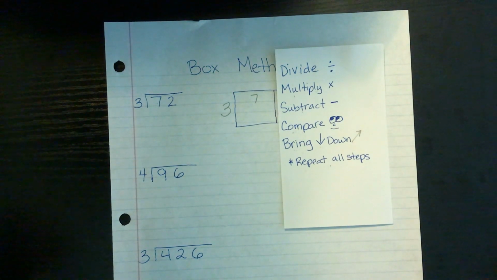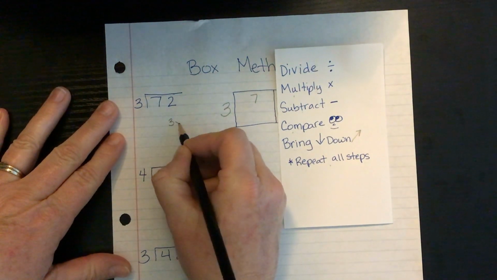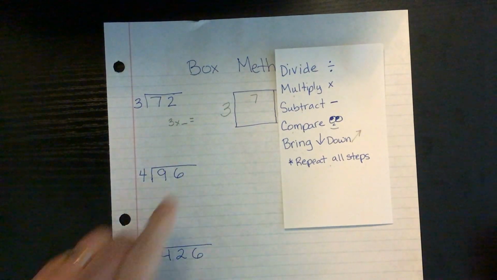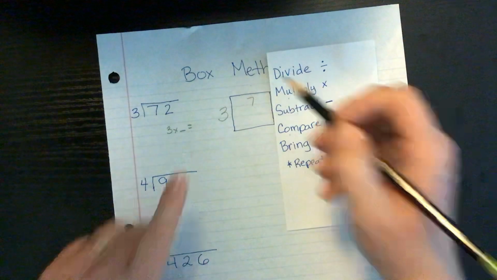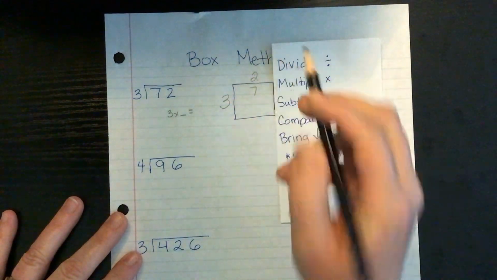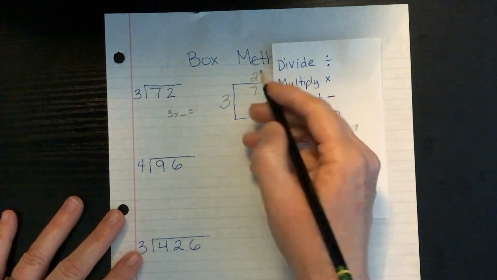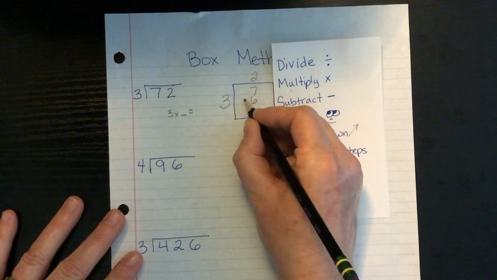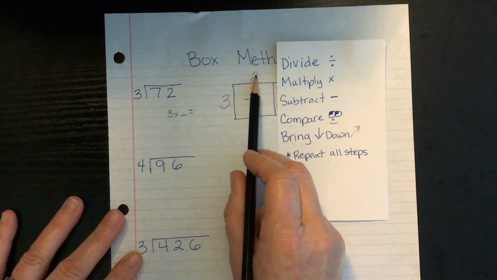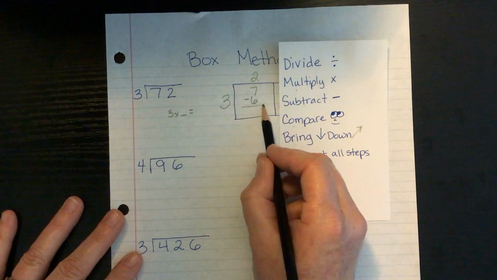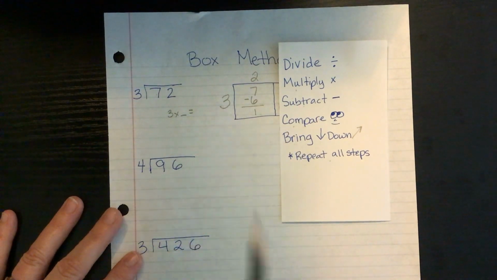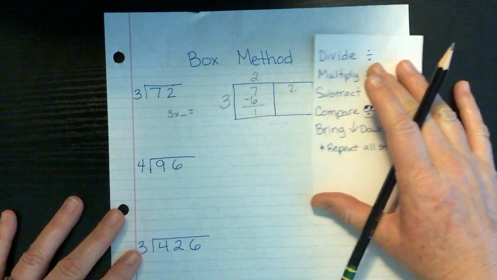So remember, I'm thinking in this problem, 3 times what gets me as close to 7 without going over? And that missing factor is going to be my answer. I bet you guys know this one. 3 times 2, because 3 times 2 is 6, and I couldn't get any closer. So I did 3 divided into 7 is 2, because 2 times 3 is 6. Subtract, I have 1 left. I'm going to compare. I can see it's less than my divisor, so I'm ready to bring that over.